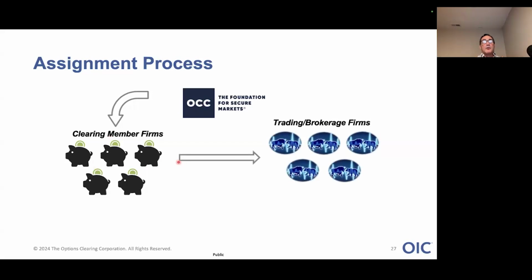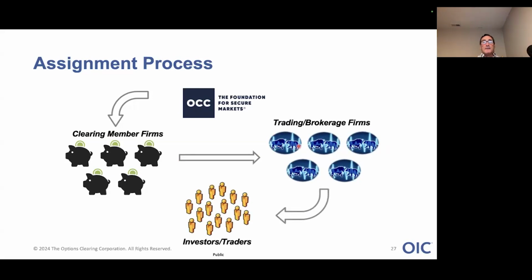They in turn have their own process where they assign one of their trading or brokerage firms, and eventually that notice gets sent to you, the investor. If you were trading options at expiration on Friday and you got assigned, you probably wouldn't find out until Monday morning, and you'd be either long or short shares of stock. So this is how the assignment process works. It goes from OCC, where we match that exercise up with somebody who's short the contract at a clearing member firm, to a trading firm who's short the contract, and then eventually you, the investor, get notified that you were assigned.